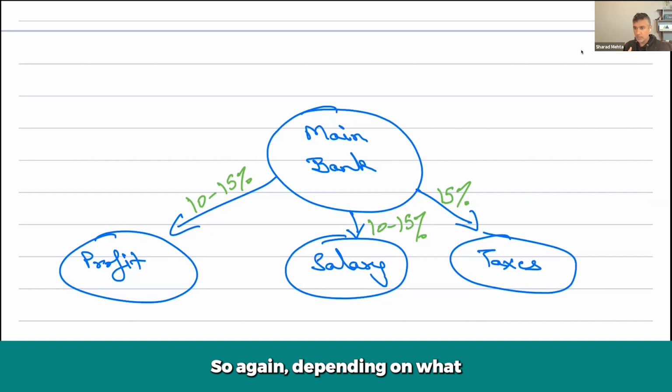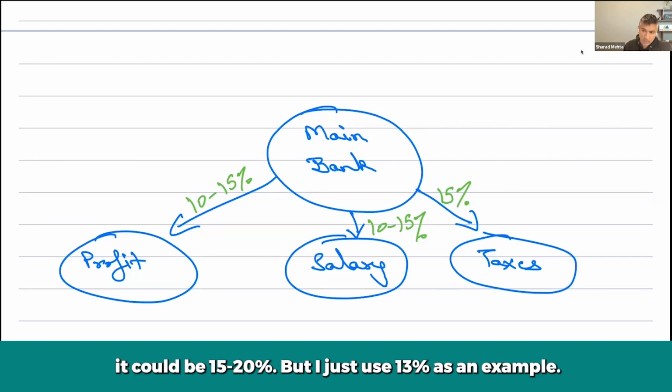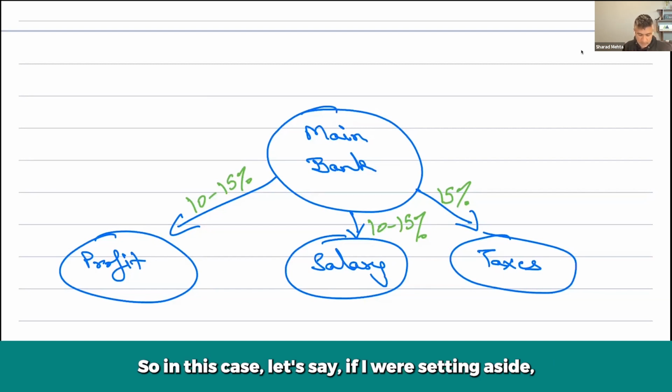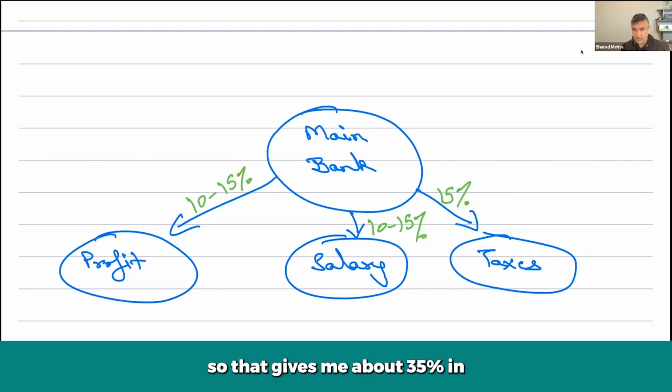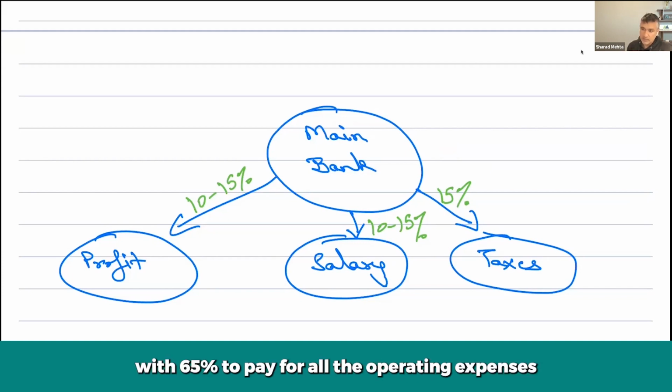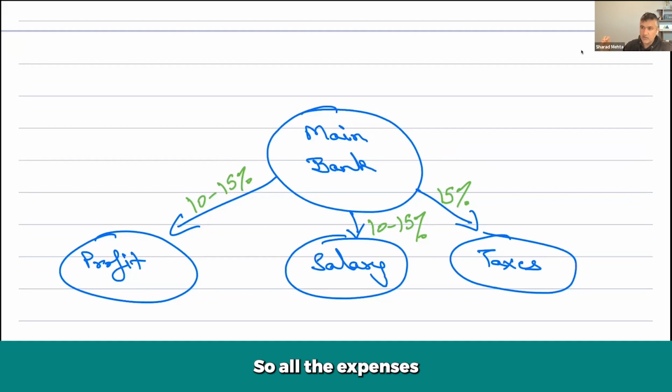Depending on what income bracket you're in or what state you're in, it could be 15 to 20%, but I just use 15% as an example. So in this case, let's say I was setting aside 10% towards profit, 10 towards salary, and then 15 towards taxes. That gives me about 35% in revenue allocation for profit, salary, and taxes. So that leaves me with 65% to pay for all the operating expenses. All the expenses that you have running in your business, your marketing, your office rent, your employee salary, everything should only come out of that 65%.